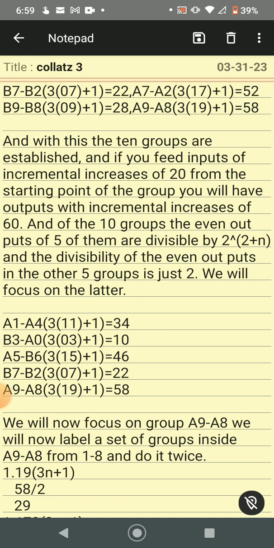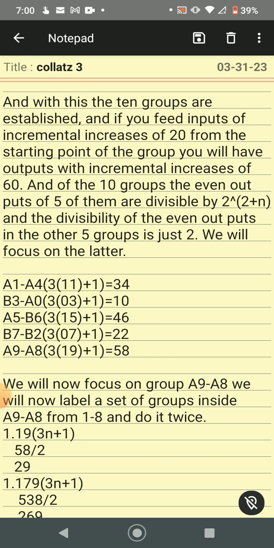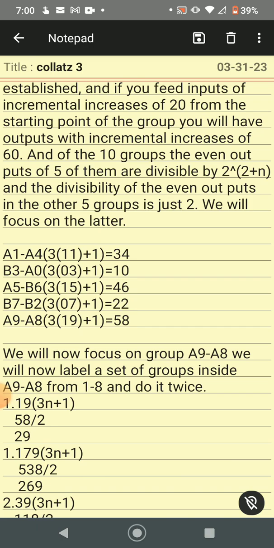And if you feed inputs of incremental increases of 20 from the starting point of the group, you will have outputs with incremental increases of 60. And of the 10 groups, the even outputs of 5 of them are divisible by 2 to the power of 2 plus n, and the divisibility of even outputs in the other 5 groups is just 2. We will focus on the latter.